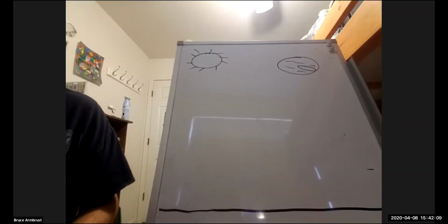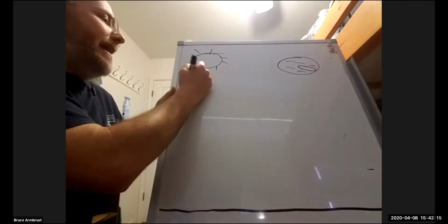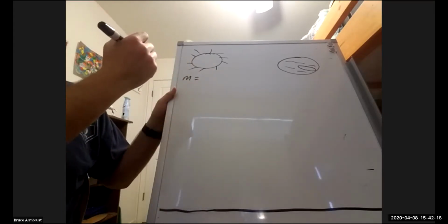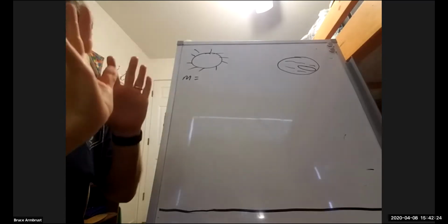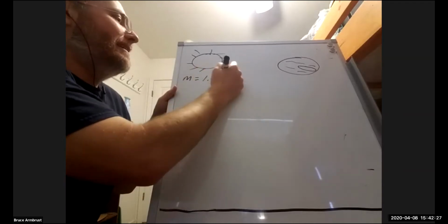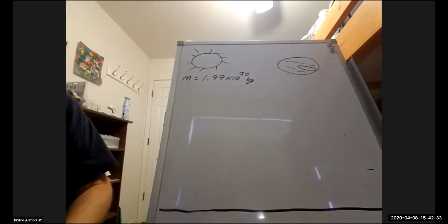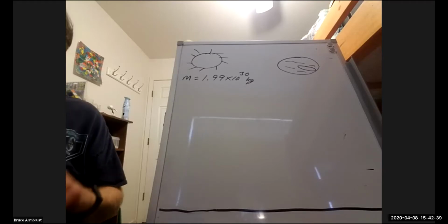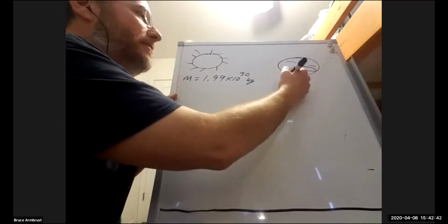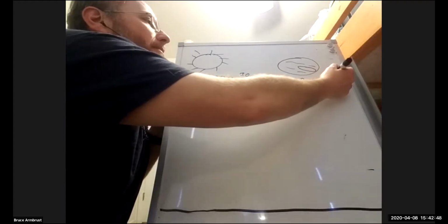Okay, so let's run the numbers here on the board and let's see. All right, so the sun, its mass, and I got this from a resource I trust, I don't remember which, is 1.99 times 10 to the 30 kilograms. So huge, right? 10 to the 30 is incredibly large. Well, Jupiter's no slouch. Jupiter comes in at 1.90 times 10 to the 27.